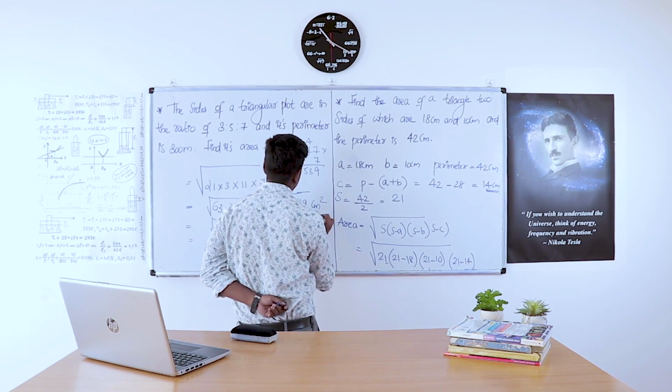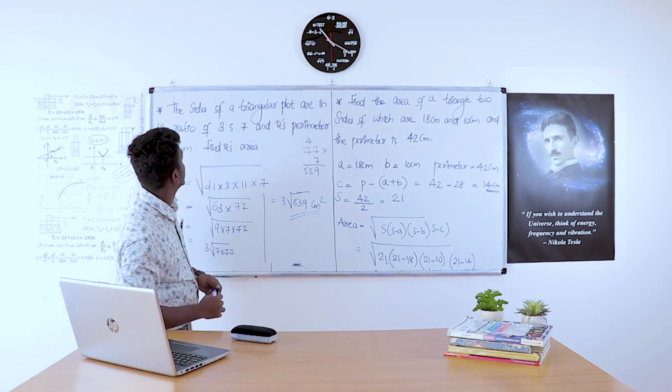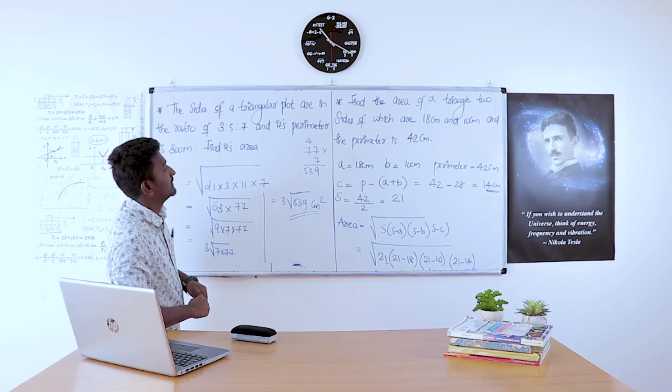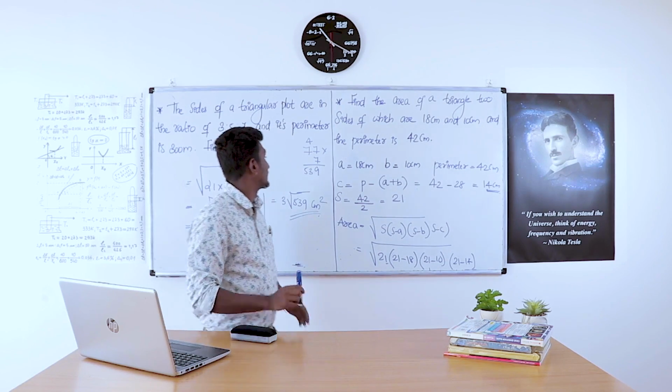centimeter square. Since the unit of area is centimeter square. Here the values are given in centimeter, therefore area is centimeter square. If it is given in meter, then it is meter square.